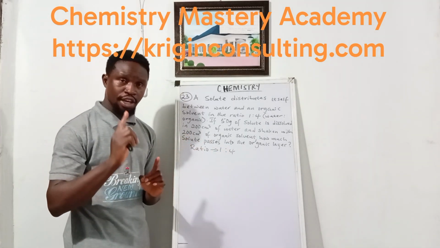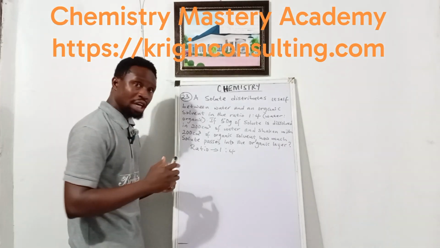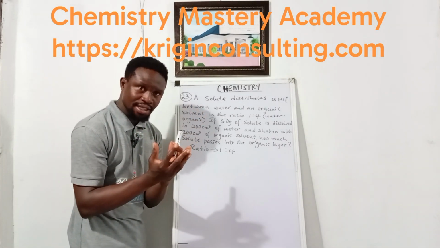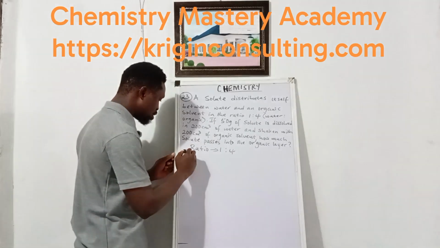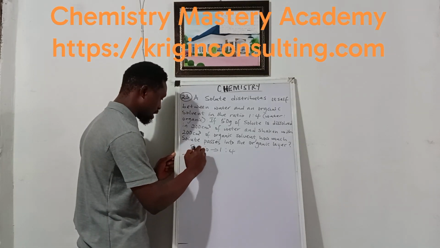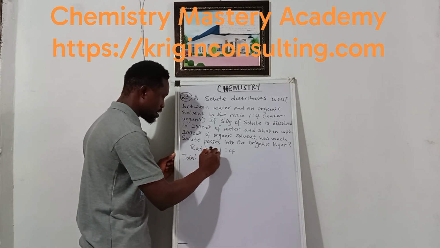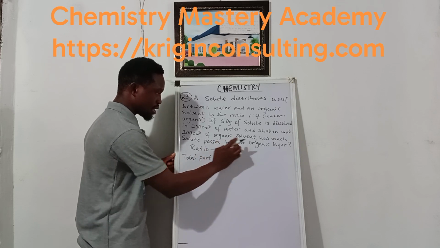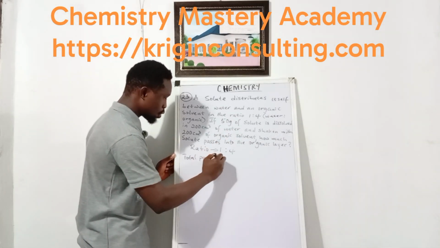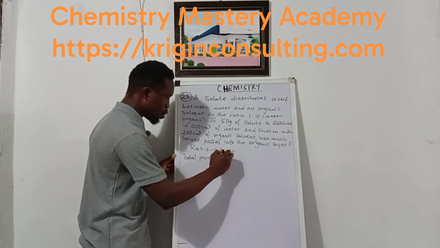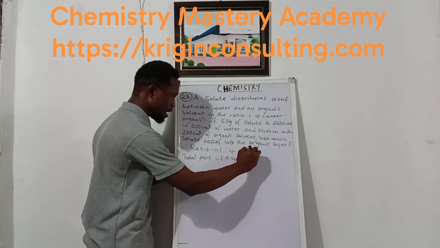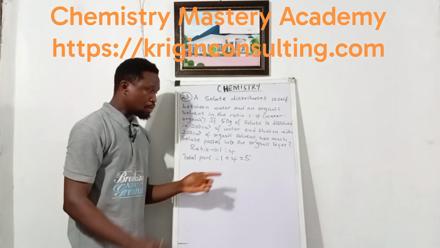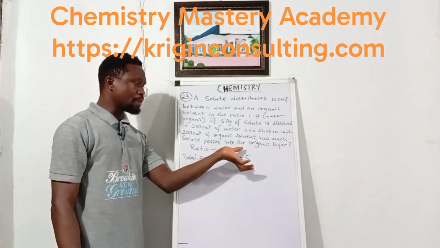This is how you get it. First of all, you look at the total parts. And to get the total part, you add the ratio together. Because this one is one part, this 4 is another part. So the total part is 1 plus 4, which will give us 5. 1 plus 4 equal to 5. So the total part is 5.